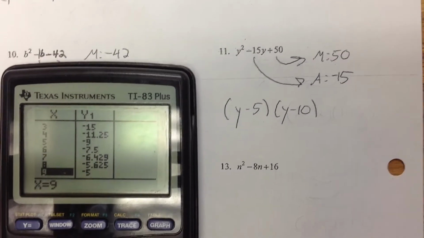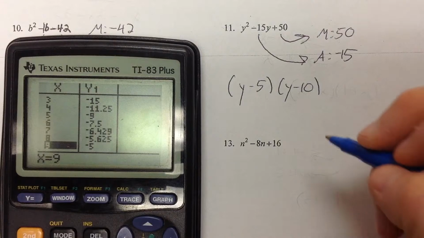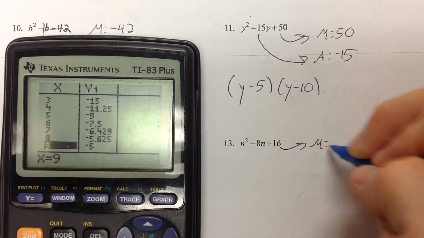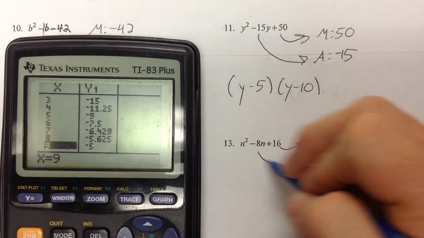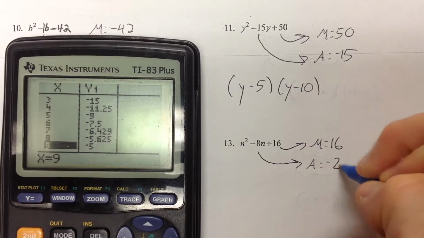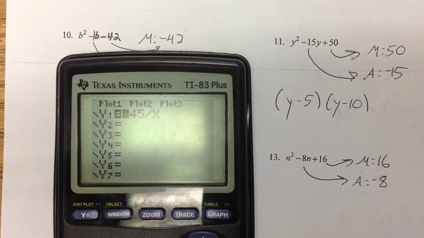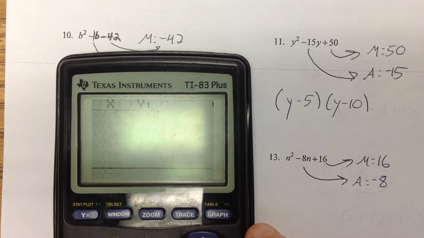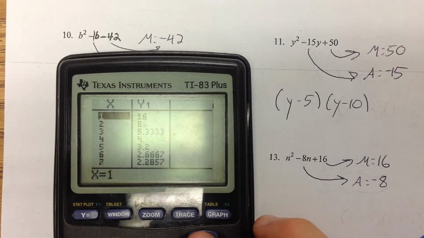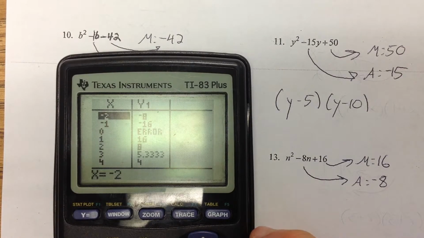All right, last one here. N squared minus 8n plus 16. So we are multiplying to a positive 16 and adding to a negative 8. So we can go to our y equals 16 divided by x. All right, we're trying to add to a negative number, so let's scroll up.